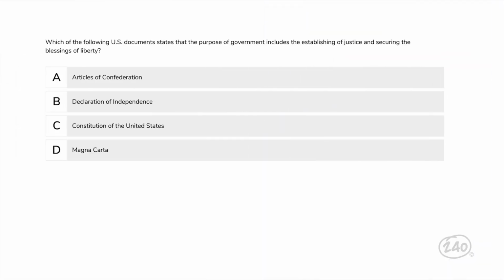Okay, let's take a look at a government question. Which of the following U.S. documents states that the purpose of government includes the establishing of justice and securing the blessings of liberty?